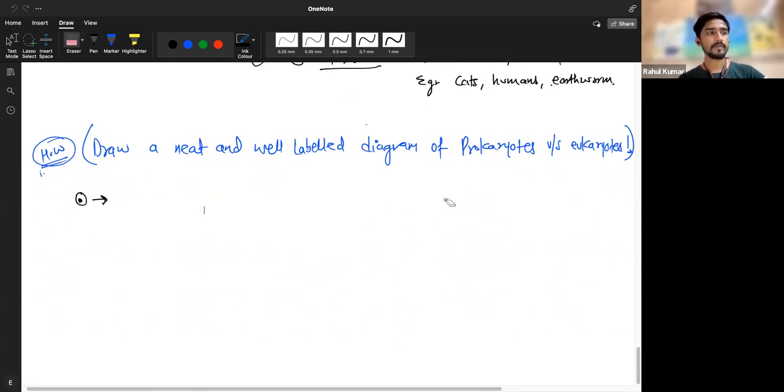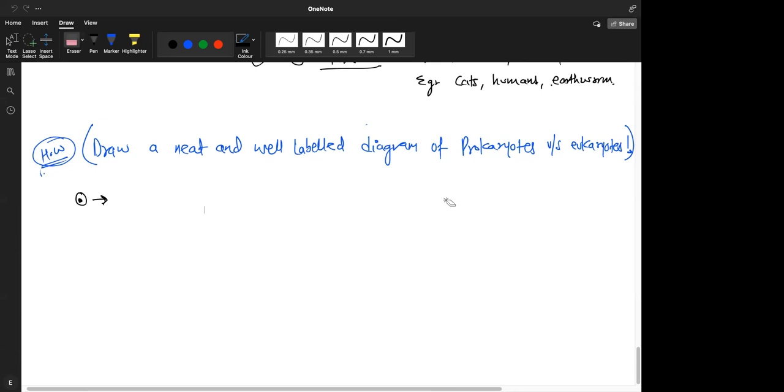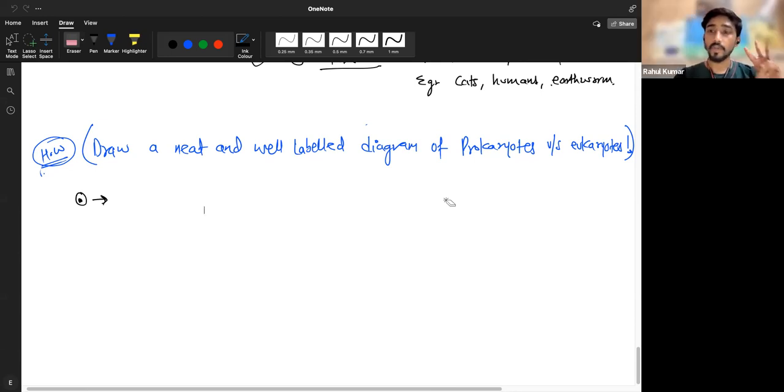Eukaryotic cells contain membrane-bound organelles along with ribosomes. Now, can you give me an example of any membrane-bound organelle that you studied in class 9th? Mitochondria. Perfect. Ribosomes? No, ribosomes do not have a membrane. That's why they are present in both prokaryotes and eukaryotes. Mitochondria, nucleus, Golgi bodies, and endoplasmic reticulum. Yes, write down. So eukaryotic cells have all of this.